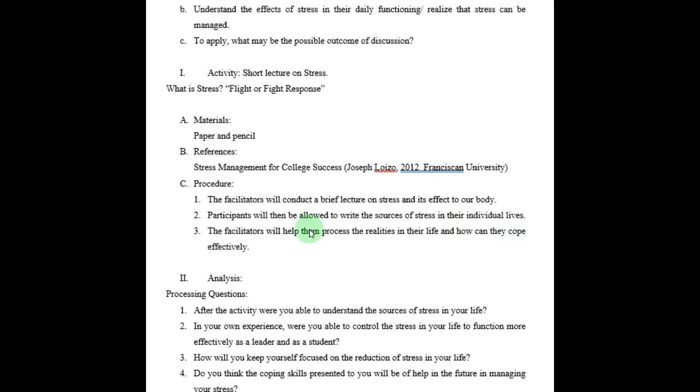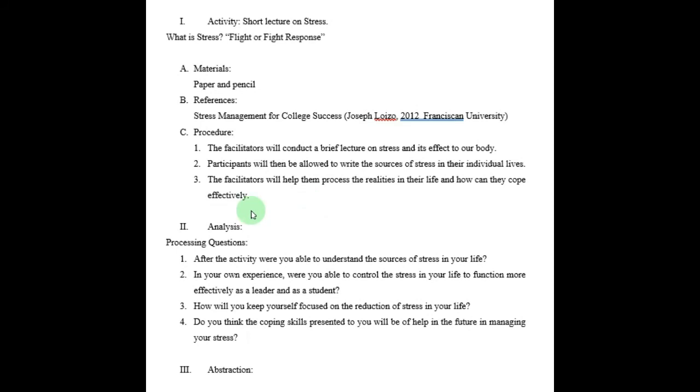So, for the day one, pwede ka mag-come up or maglagay ng mga specific na ipapagawa mo doon sa procedure. Kung mapapansin, nagbigay ka ng lecture. Pangalawa, sa unang araw, nagbigay ka din ng pina-identify mo sa participants kung ano yung sources of stress and the procedure, the facilitator will help them process the realities in their life and how they can cope effectively.